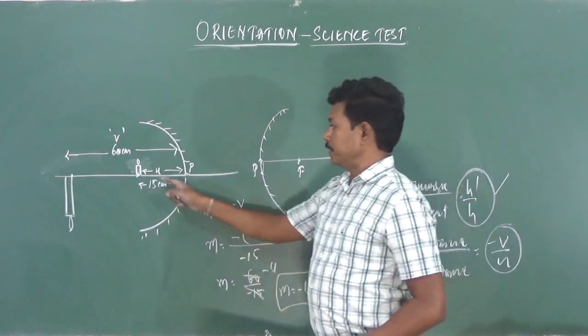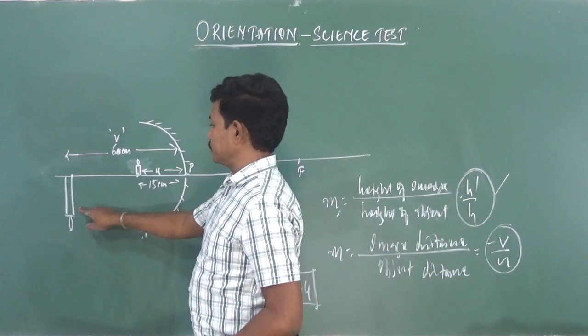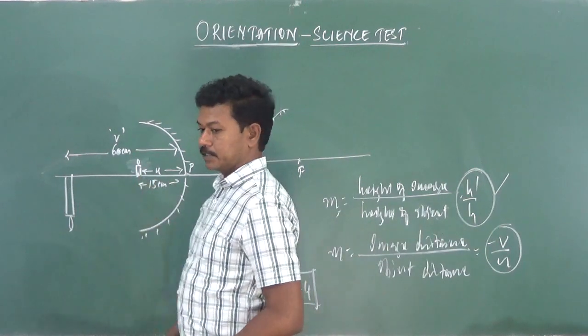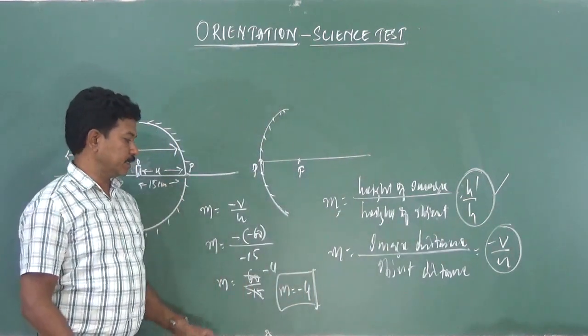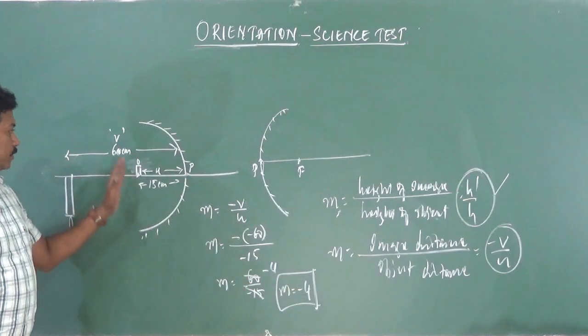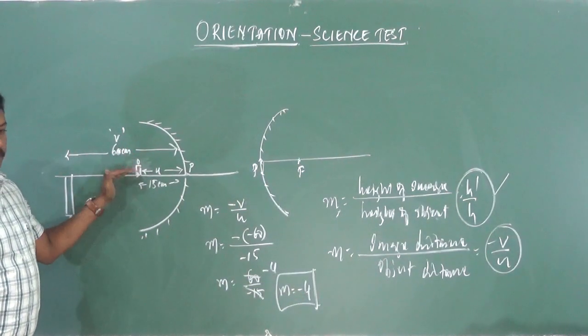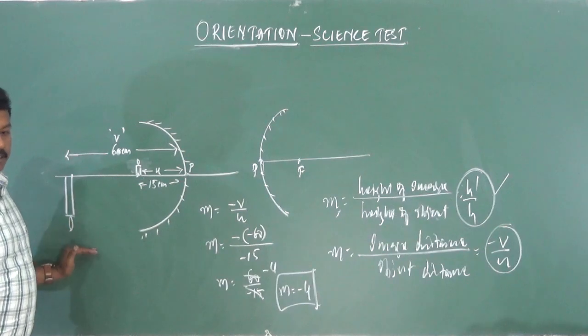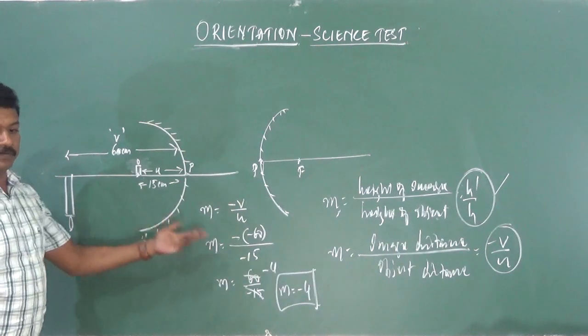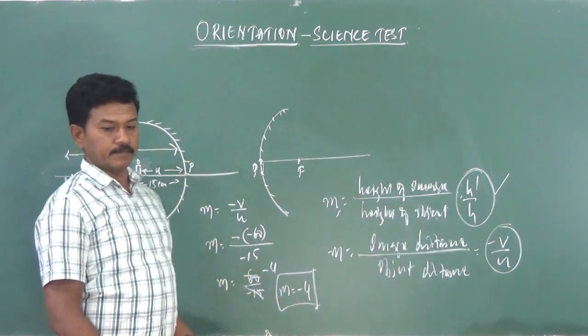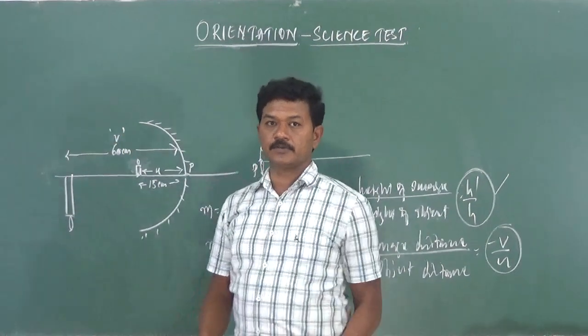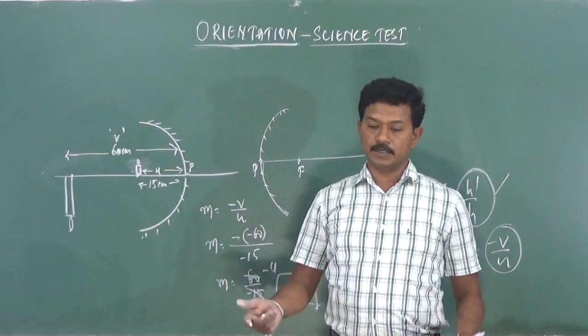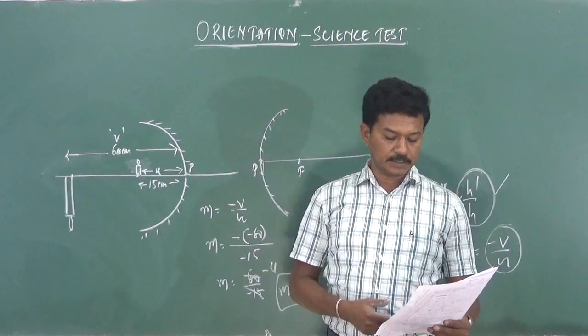So the image of the candle is 4 times the size of the object. So why do we get a negative sign? Because the object is above the principal axis and the image is below the principal axis. Therefore, the magnification should be negative. So in concave mirrors, magnifications will be negative, which is very important. I have discussed it in the previous classes.